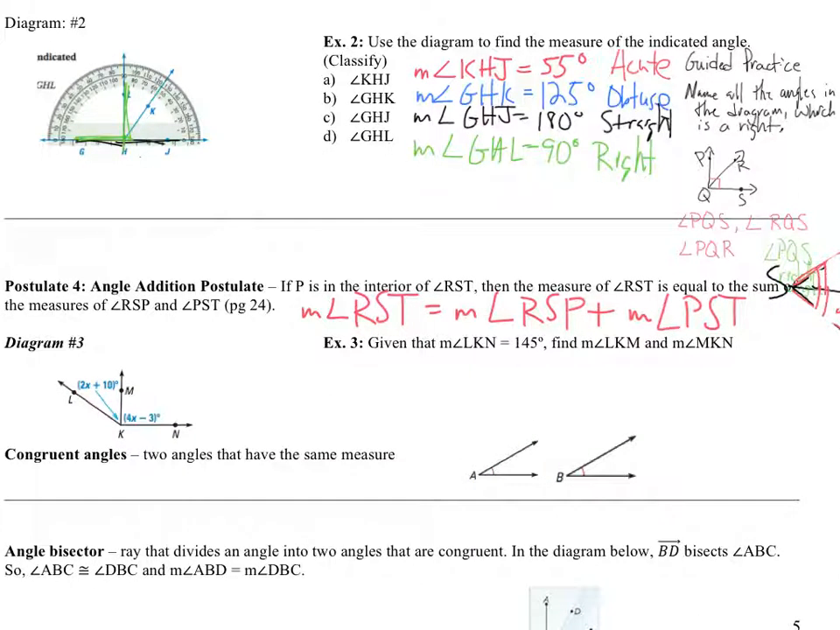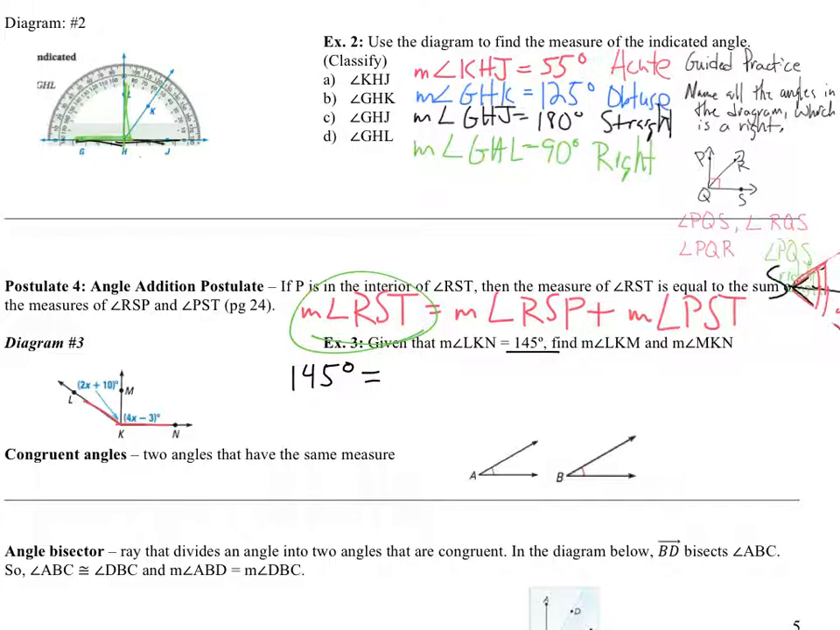So now we can go ahead and answer example number 3. Given that the measure of angle LKN is 145 degrees, find the measure of LKM and MKN. We're going to do this just like our segment addition. We start with the big angle, which is represented up here, and that equals 145 degrees. So 145 degrees equals my two smaller angles, the measure of LKM and the measure of MKN.